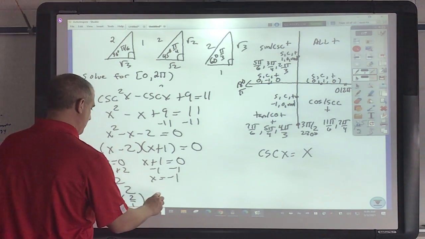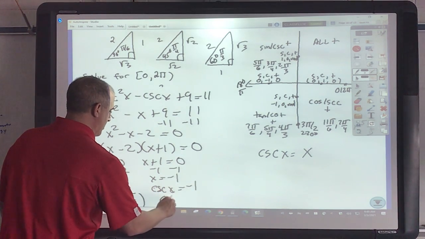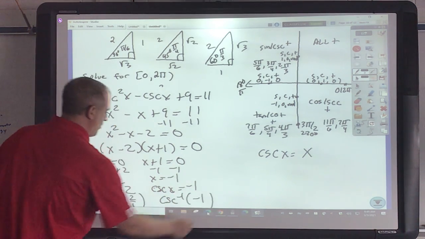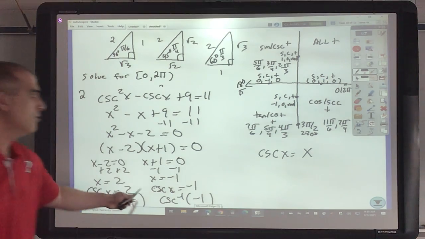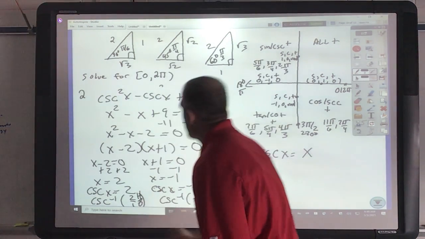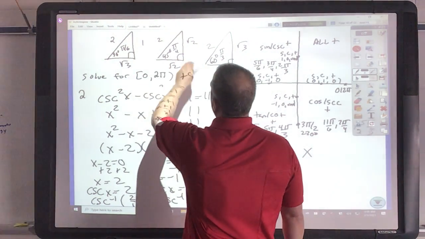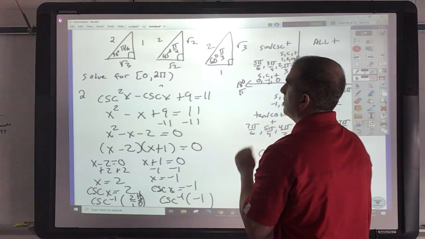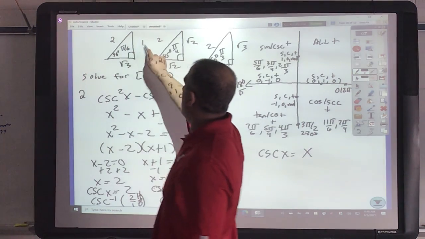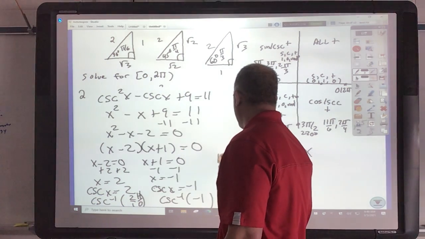Okay, and the same thing here. Cosecant of x equaling negative 1, doing cosecant inverse of negative 1. Now, for the 2 over 1, we actually do have a situation where we have an h over an o, okay, that is 2. So h of 2 over 1, that would be pi over 6 for that first one.